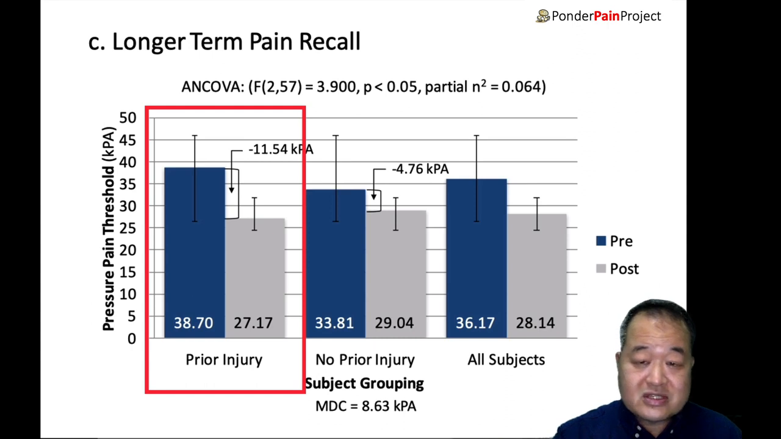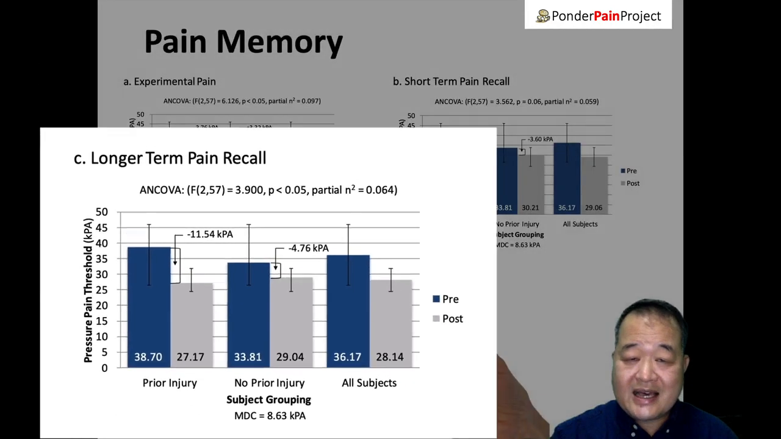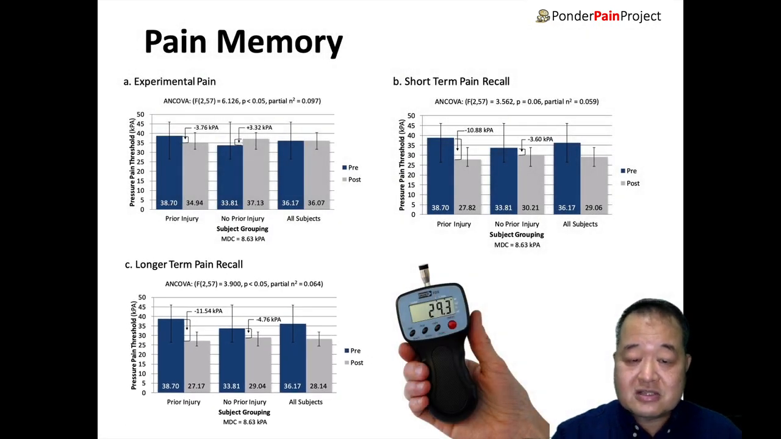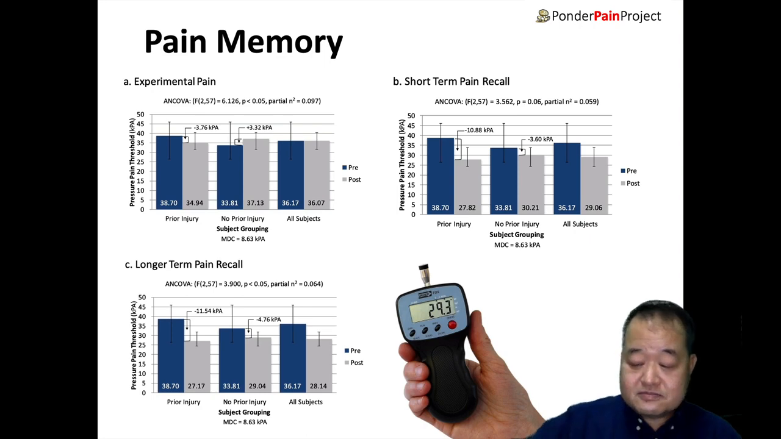You can see that it was a similar type of reduction and anticipatory reduction in pain threshold as experienced with the short-term pain memory. So it's evidence that even the long-term memory of pain, those things experienced way in the past, can impact how we process pain. The important thing to realize is that we have long-term pain memories that are formed, and these long-term pain memories can impact how we perceive pain in the future.